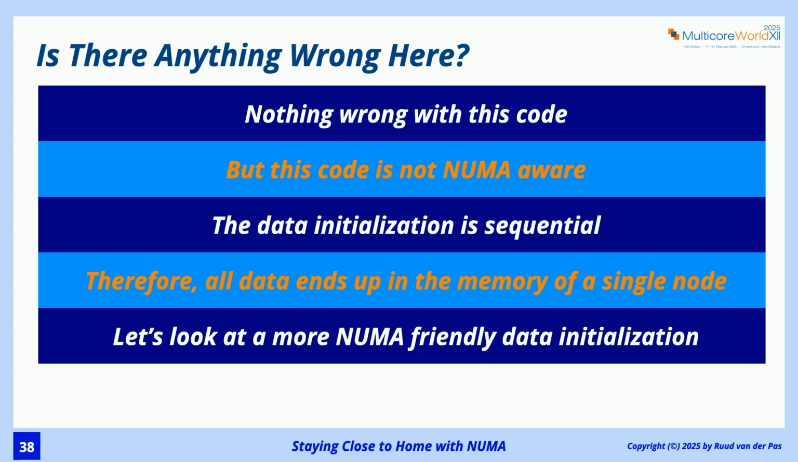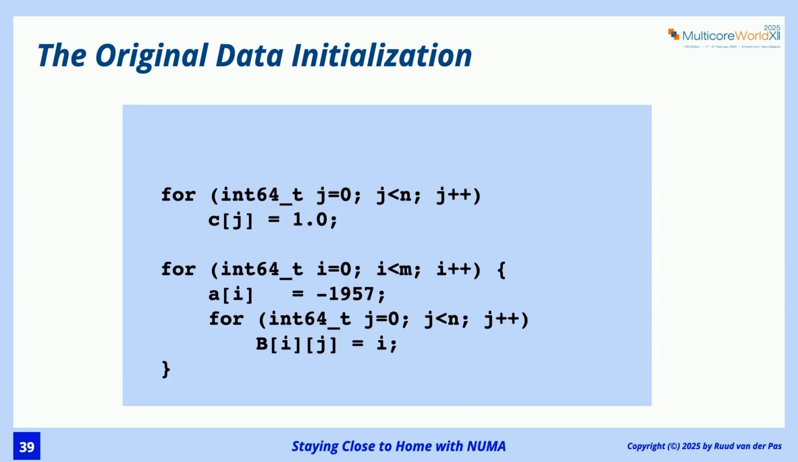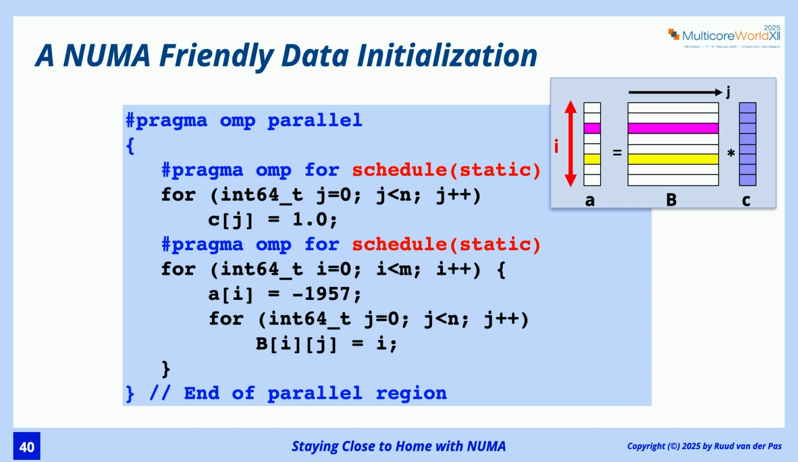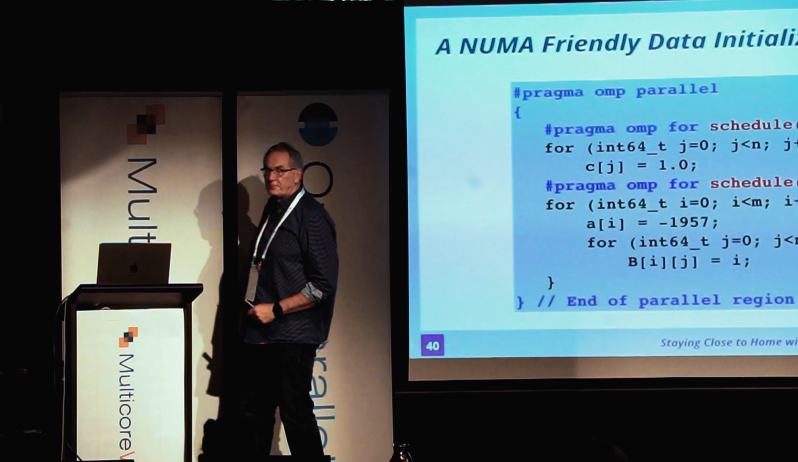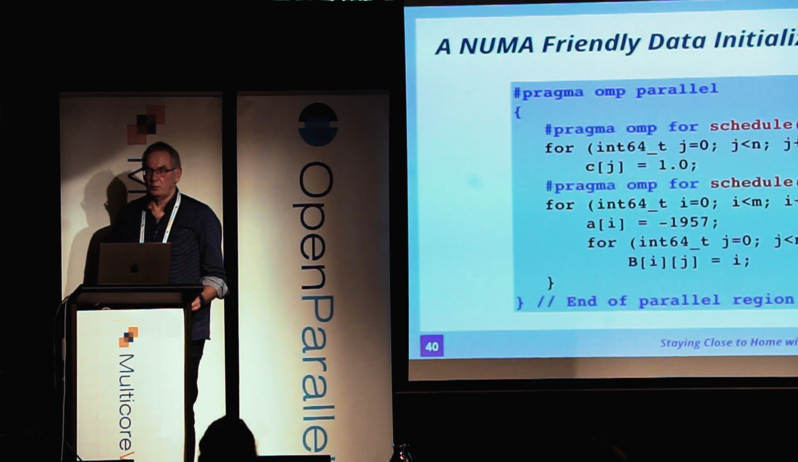So let's look at a more NUMA-friendly version. Don't worry, I'm not going into the details of this. I just want to give you a flavor. Here's my original data initialization. I initialize everything that I need. And now I do it the NUMA way, and I add a bunch of OpenMP to it. Essentially what you do is reverse engineering, because when you look at this picture, you know that whoever works on this element needs that row. You do your reverse engineering and you come up with this, and that will distribute the data the way you like it. Similar to the vector example that I was showing, this is just a little bit more complicated.